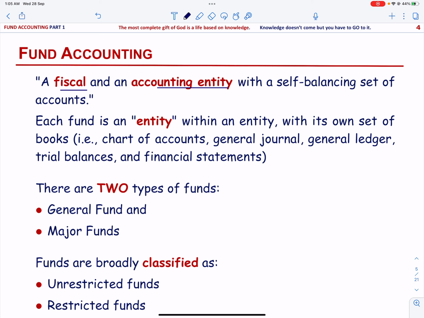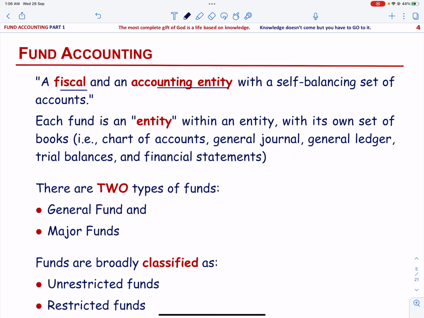Recall that there are no owners in government, so accountability is more important than in business. There are two main reasons to do this. Number one is accountability, and second is internal control to keep track of revenue and expenditure for each fund. So they want the financial statements to be simple so that users can understand them well.